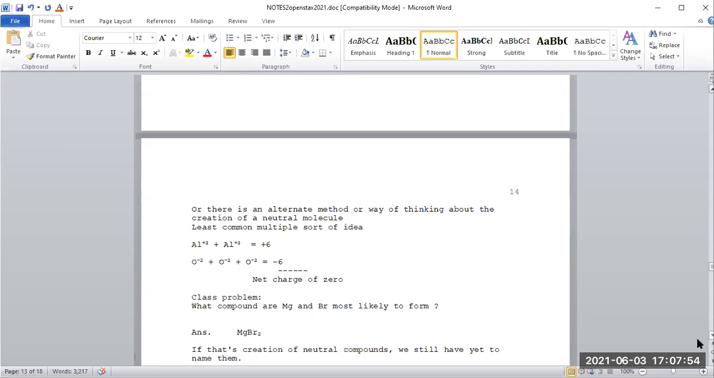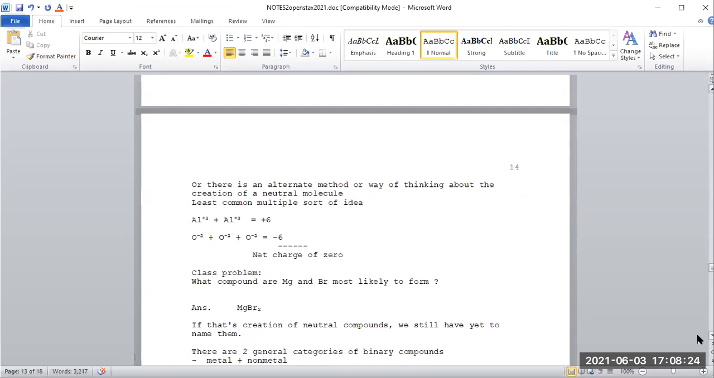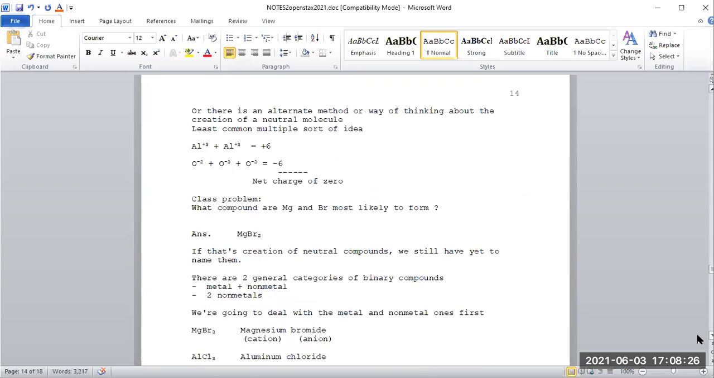If you take your +3 and your next +3, then you have your 6 positives. If you have O minus 2, O minus 2, and O minus 2, you get 6 negatives. And once you match those together, there are no leftovers. That is the goal. When you are creating molecules all the way up until we get to much later in the semester, you are looking at situations where your molecule must have a neutral charge.